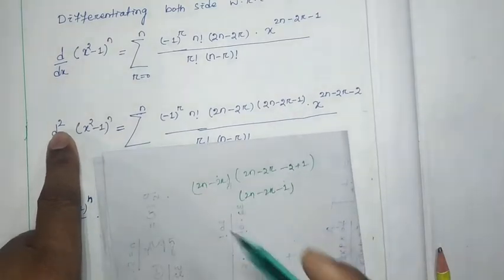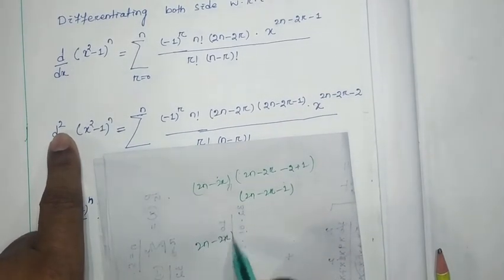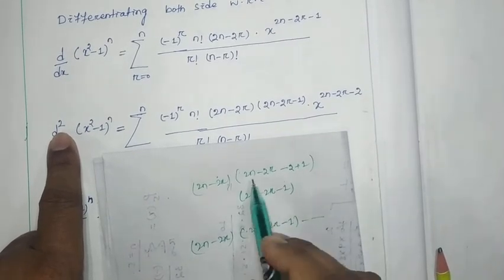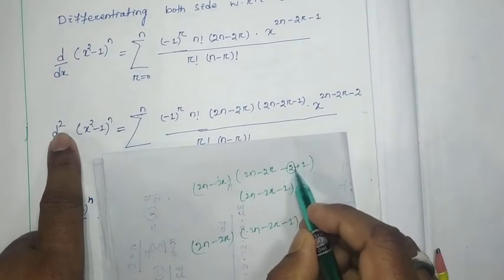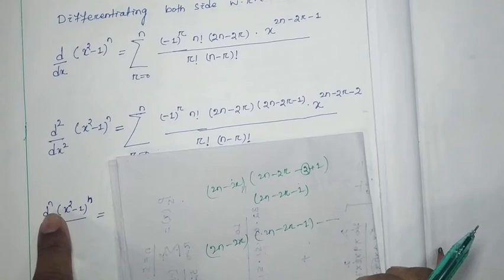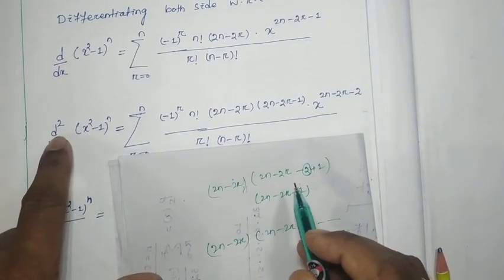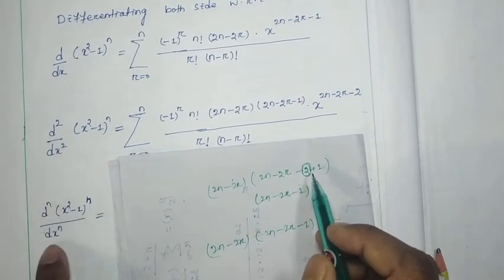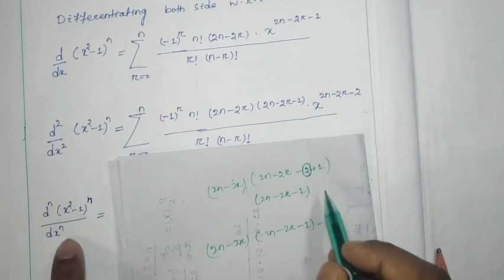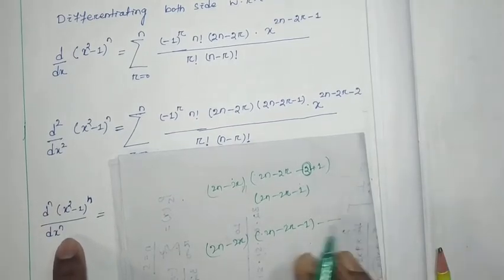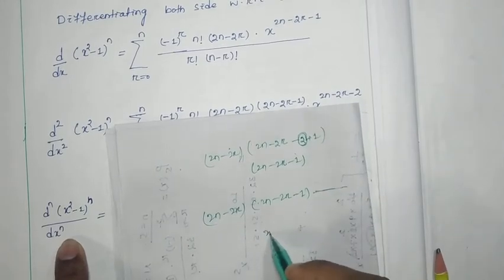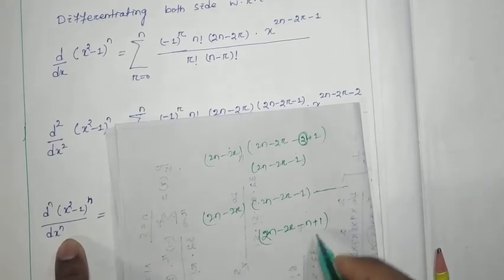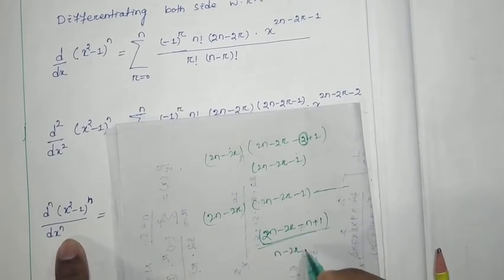Okay, so in general how much can we write? 2n minus 2r, next 2n minus 2r minus 1, up to, in this format I have to write, instead of a 2. Because if we are going to consider d^2 by dx^2, I wrote 2. Similarly for d^n by dx^n, instead of 2 what are we going to write? n. Okay, so it will be up to 2n minus 2r minus n plus 1, right? So this will be n minus 2r plus 1.